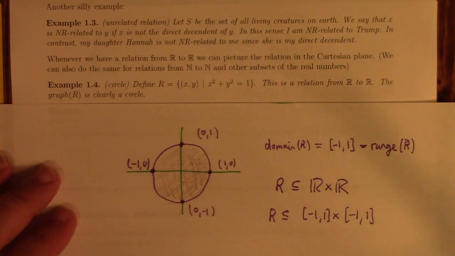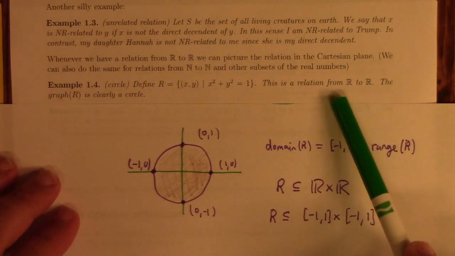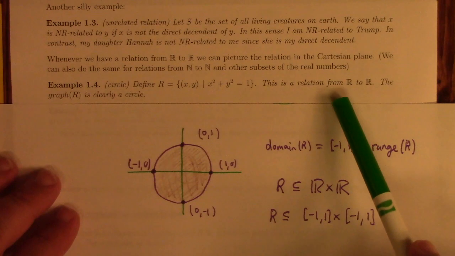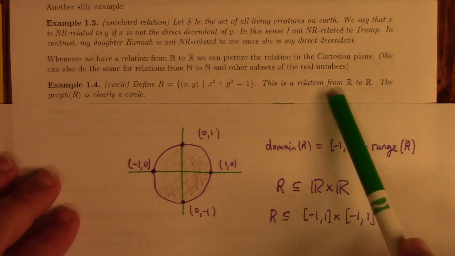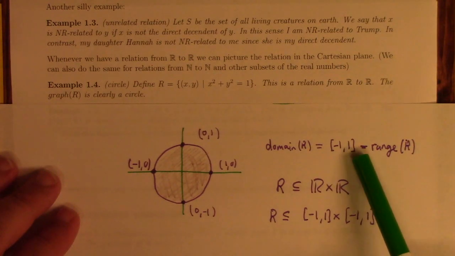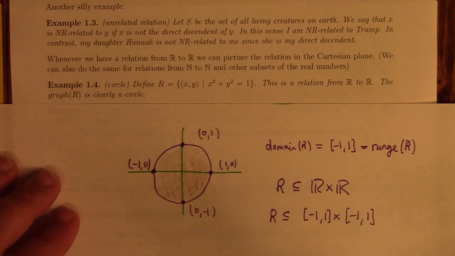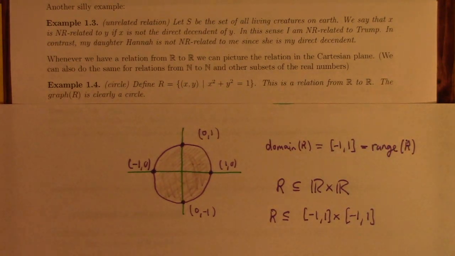But could I say this is a relation on R? Why is this not a relation on R? Because if it's a relation on R, it must have domain R. This does not have domain R. This has domain -1 to 1. So it's not a relation on R, but it is a relation from R to R.